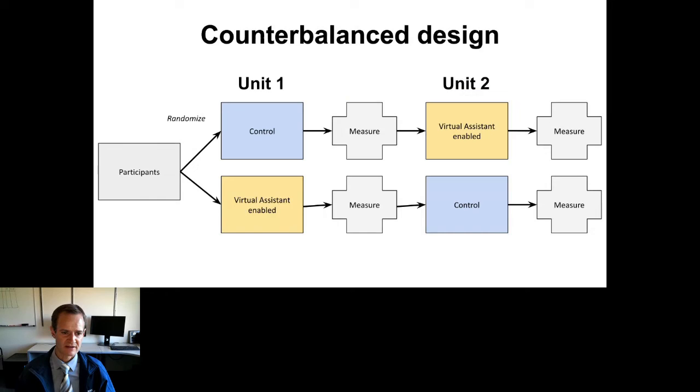We used a counterbalanced design where for the first unit, we enabled the virtual assistant for group A, whereas group B did not have access to the virtual assistant. And then during unit 2, we did the opposite, where we made the virtual assistant available to group B, but not group A. And we measured after the fact for both of those.